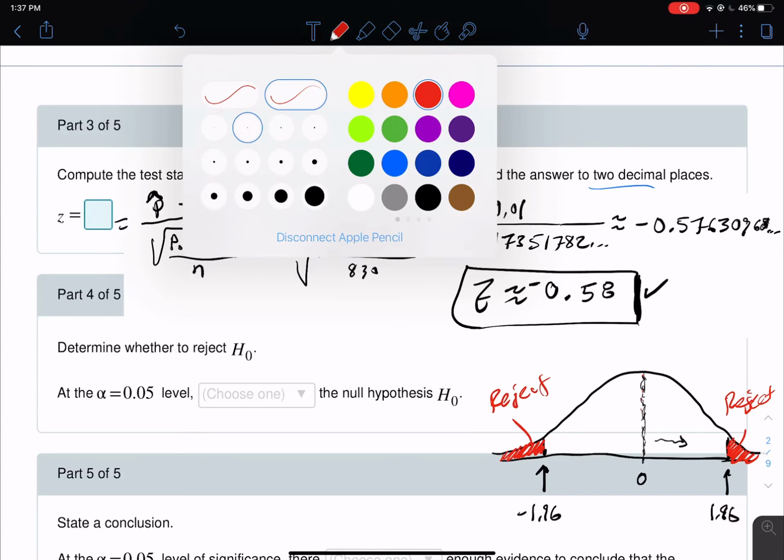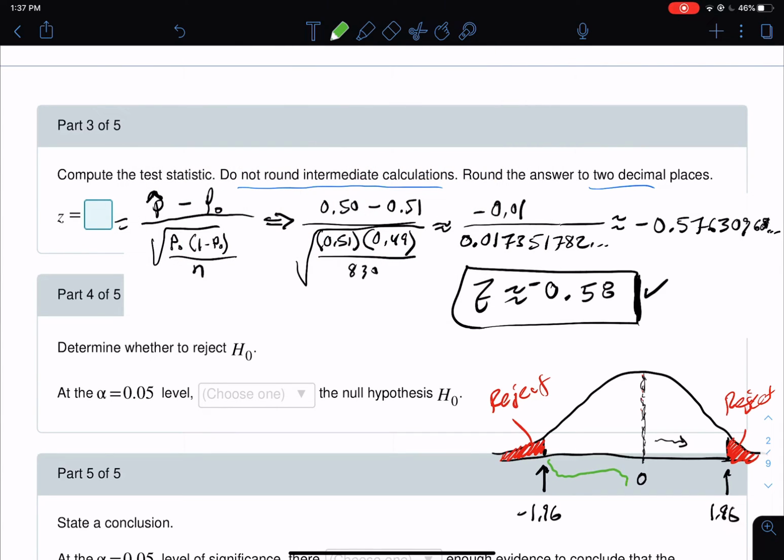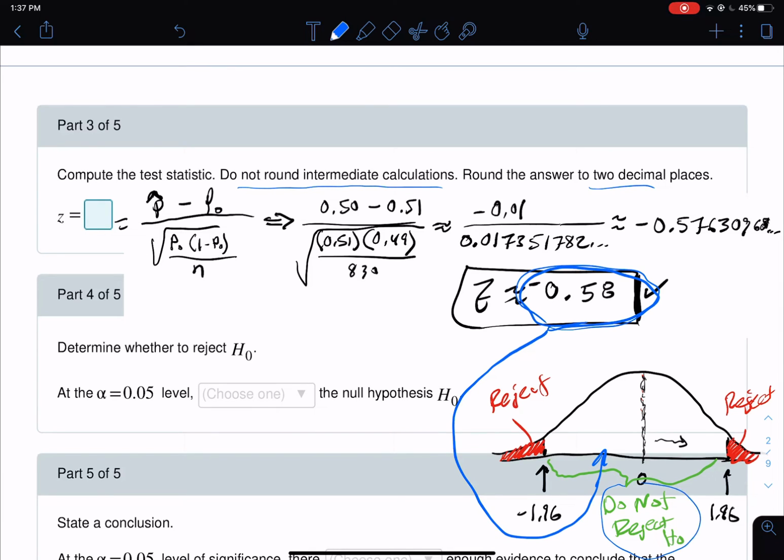Now, if we end up plotting in here, this means do not reject. Reject what? Do not reject H naught, the null statement. Okay, well now we know that our test statistic came up with this number. Let's plot it and see where it goes. Negative 0.58. Well, that's somewhere in here, and that is in my do not reject region.